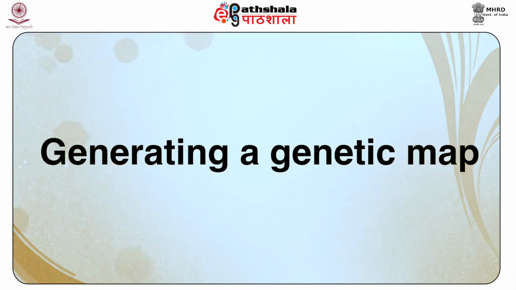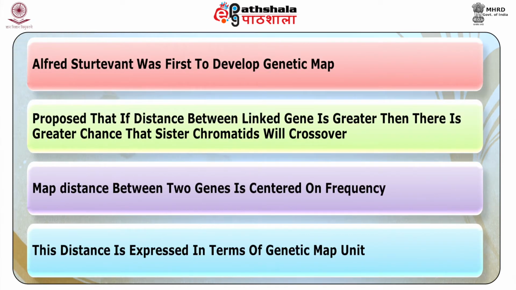Let us understand generating a genetic map. Alfred Sturtevant was the first to develop a genetic map. He proposed that if the distance between linked genes is greater, then there is a greater chance that the sister chromatids will cross over. The map distance between two genes is based on the frequency of recombination between the two genes. This distance is expressed in terms of genetic map units.